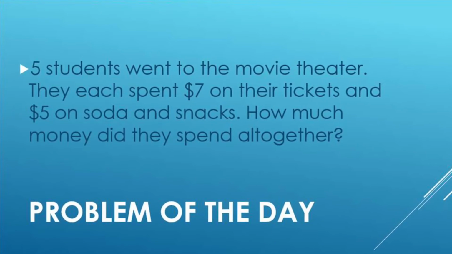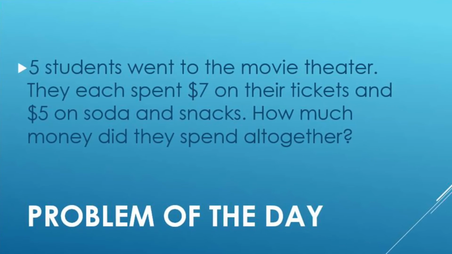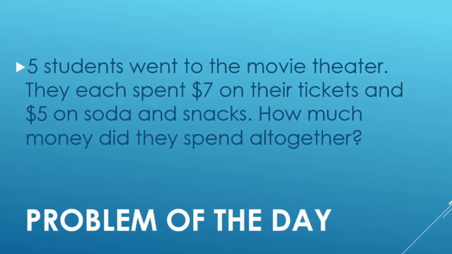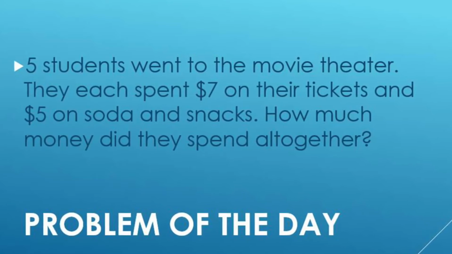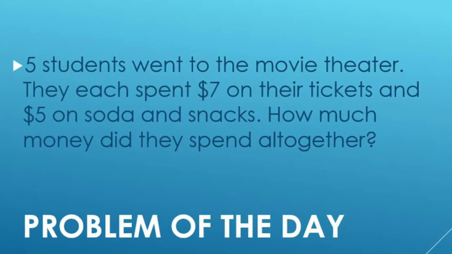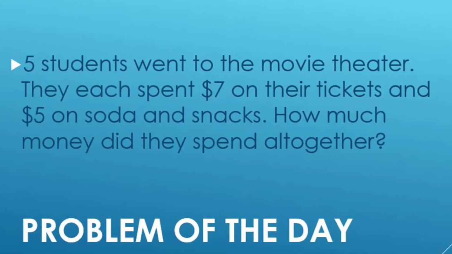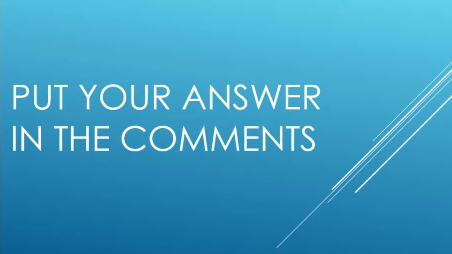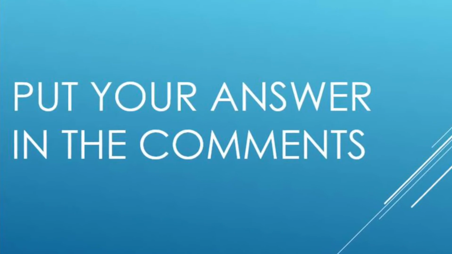Today's question reads, 5 students went to the movie theater. They each spent $7 on their tickets and $5 on soda and snacks. How much money did they spend altogether? I now want you to reread this question to yourself and think about that CUBES strategy to help you solve this problem. We're about to get to our answers. Make sure you put the answer in the comments before we move on.